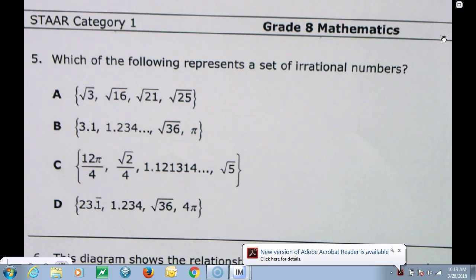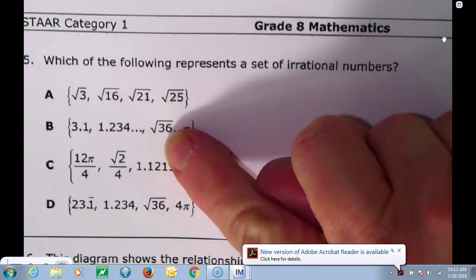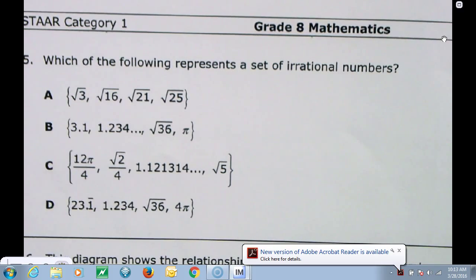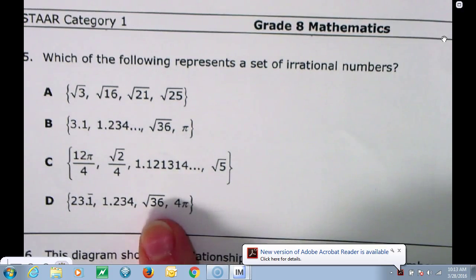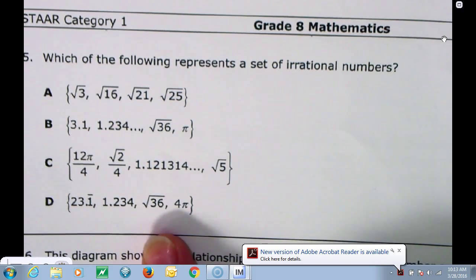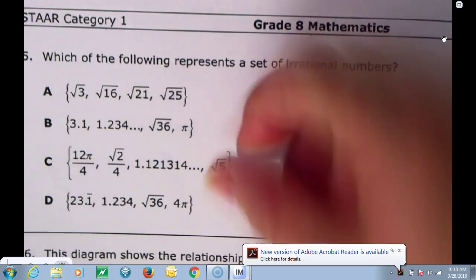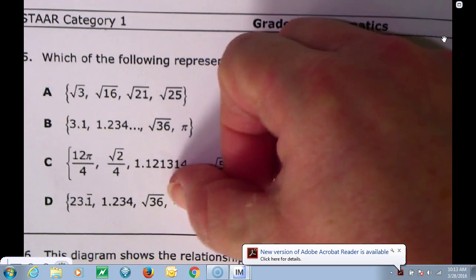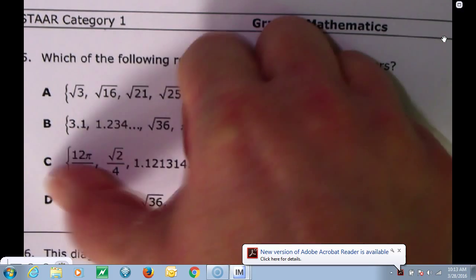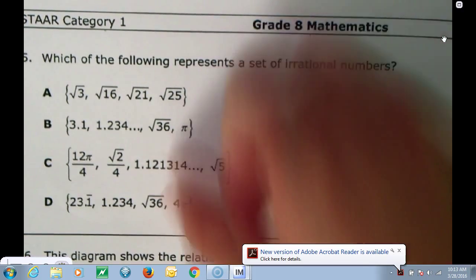A is not it, right? Because 25. B, because of that right there, huh? And that. Okay, C. Who thinks C? Who thinks D? Look at D. It's not D, it's C. What's square root of 36? 6. And that decimal stops and that repeats. So that's the only irrational number in the whole thing. Those are all rational. So it's C, guys.